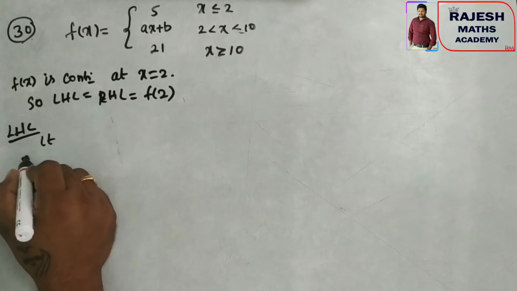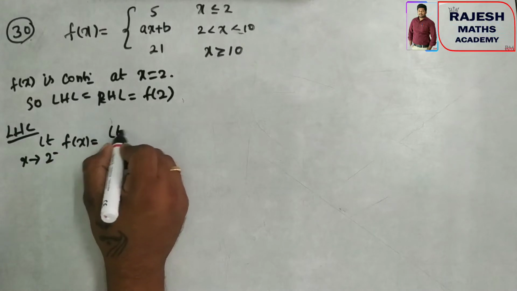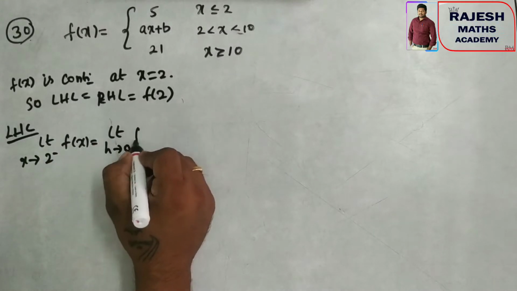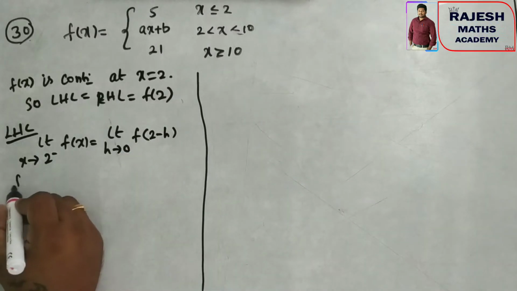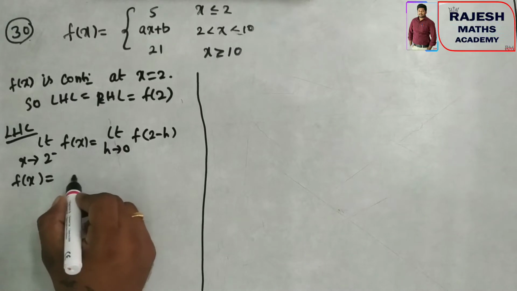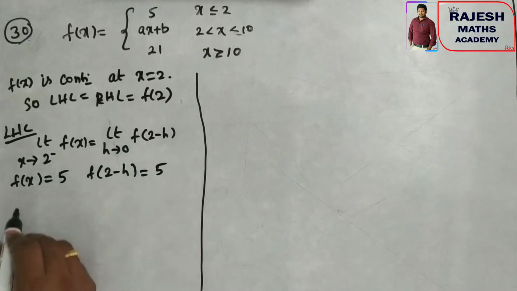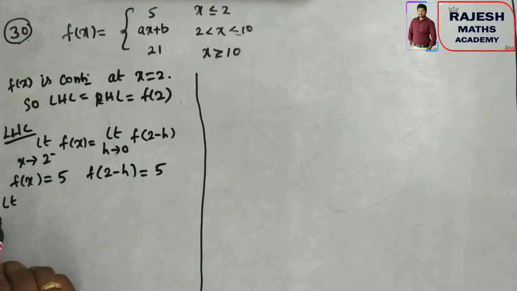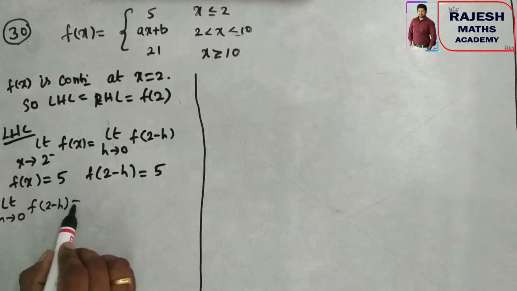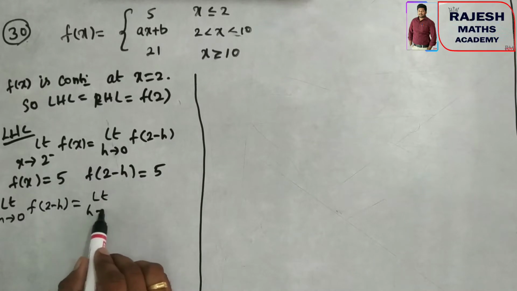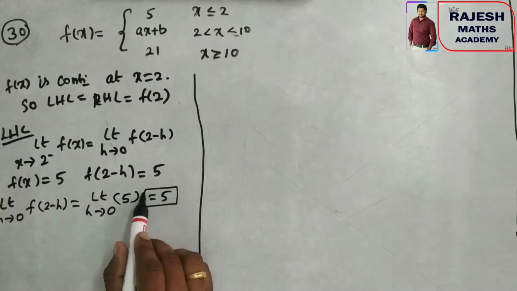Limit x tends to 2 minus f of x is equal to limit h tends to 0 f of 2 minus h. So what is the value of f of x here? f of x in this less than 2 case is 5. So f of 2 minus h also equals 5. Now applying limit h tends to 0, f of 2 minus h equals 5. So LHL is equal to 5.